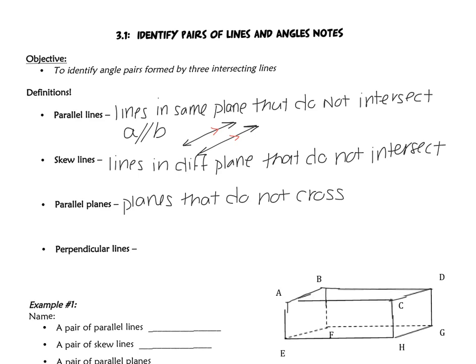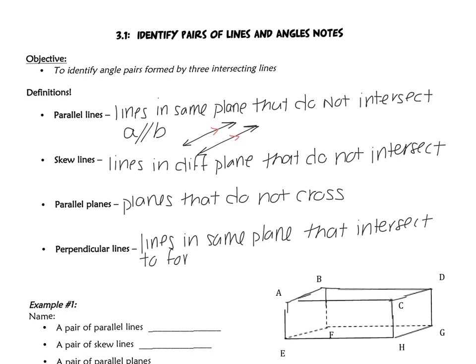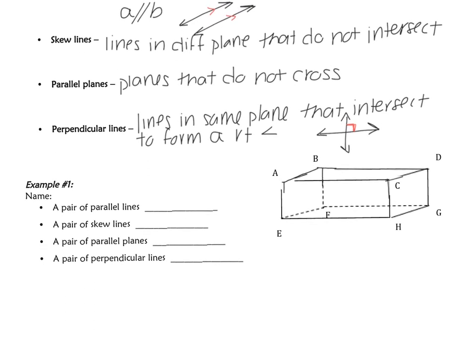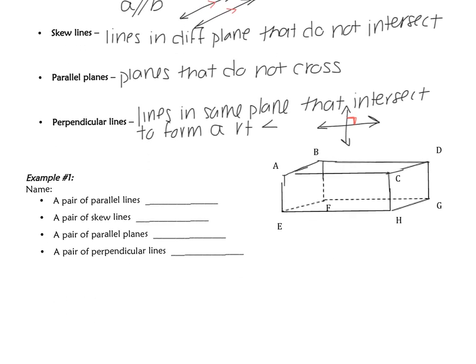And then perpendicular lines are lines in the same plane that do intersect to form a right angle. So to show perpendicular lines, you could have a line here, and the perpendicular is with a right angle, so you put a little box and that shows a 90-degree angle. Okay, so those are our vocab. We can kind of show them down here. So an example of these vocab.